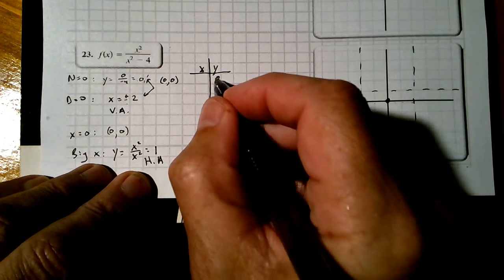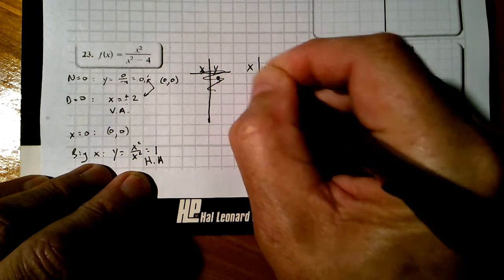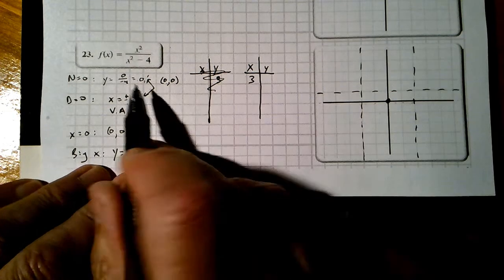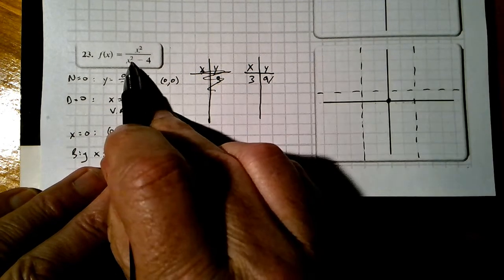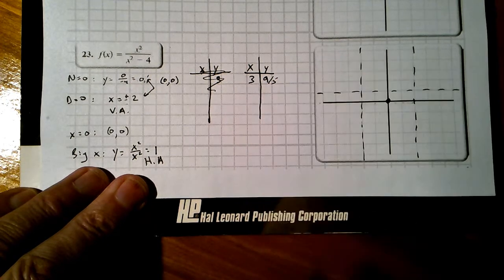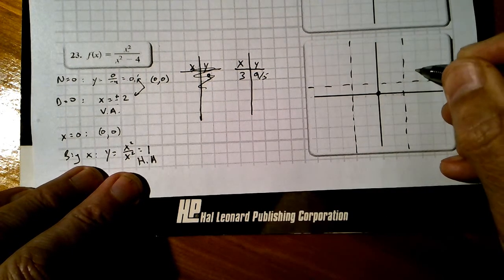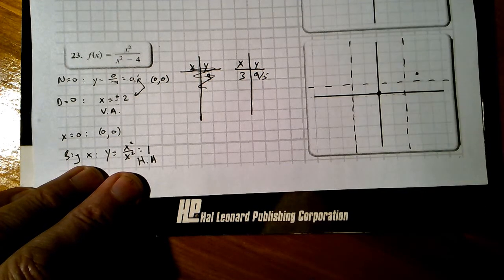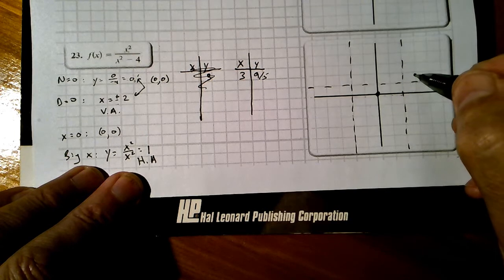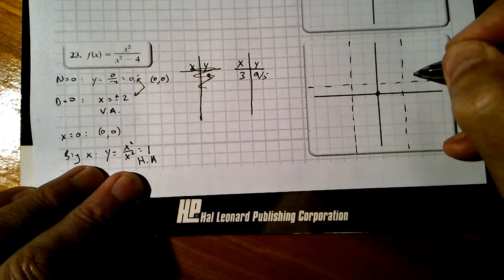I'm putting in 3 for x. If I put in 3, I get 9 minus 4, 5. So that's 3 over 5, somewhere between 5/5 and 10/5, around 9/5. You can put in more points, but that really gives me guidance on what's going on.